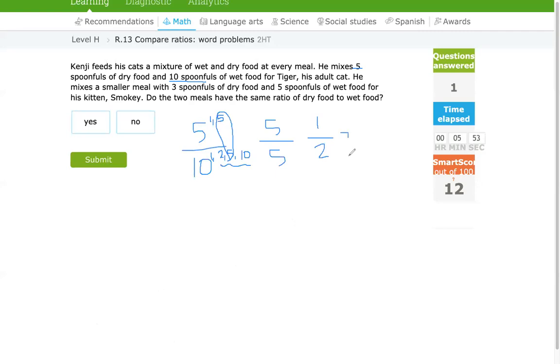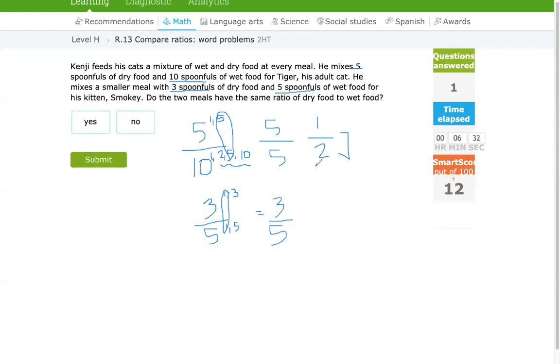So let's look at the other animal. We have his smaller cat. He gets 3 spoonfuls of dry food and 5 spoonfuls of wet food. All right, let's look at the factors of 3. What times 3 equals 3? Well, I know 1 times 3 equals 3. And that's it. What times 5 equals 5? 1 times 5 equals 5. And that's it. Do I have any common numbers? Yes, I have 1. But I know that if I divide these by 1, I will get the same number. So this answer is 3/5.